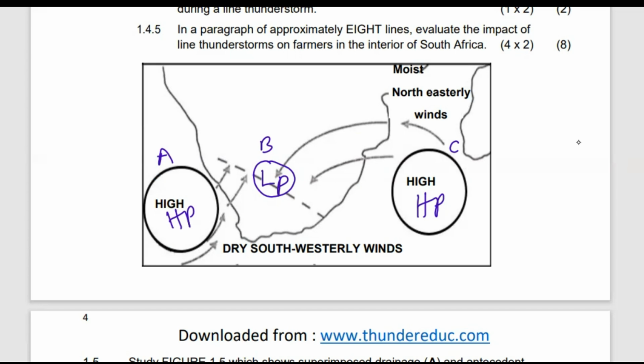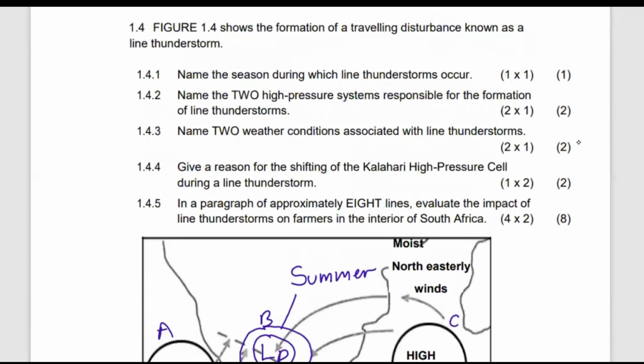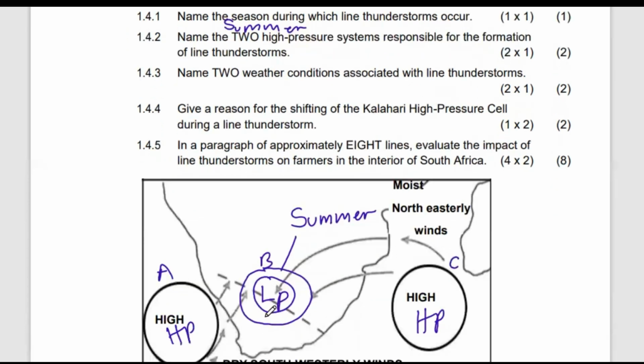All right. Now, we did indicate before what happens if you see a low pressure cell dominating the land. Whenever you see this over the interior, it is evidence that we are in summer season, because there is the presence of a low pressure cell, which we refer to as a heat low or a thermal low, which forms over the interior. Therefore, going back to our question, name the season in which lightning thunderstorms occur. We're going to say they develop during summer season. Why summer? Because in summer, we have a low pressure cell dominating the land over the interior, resulting in a pressure gradient being developed.